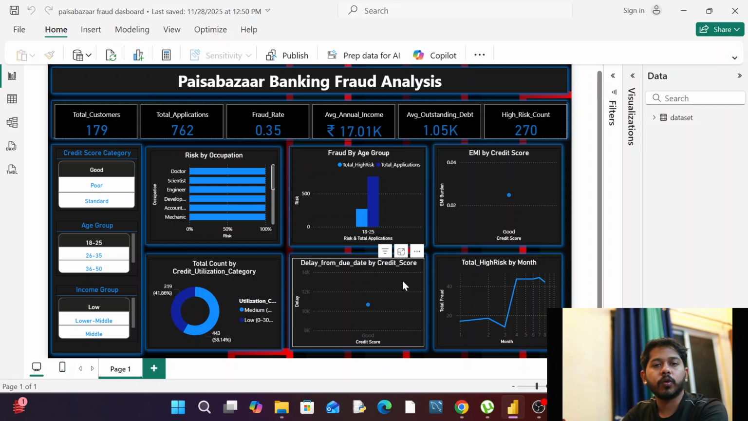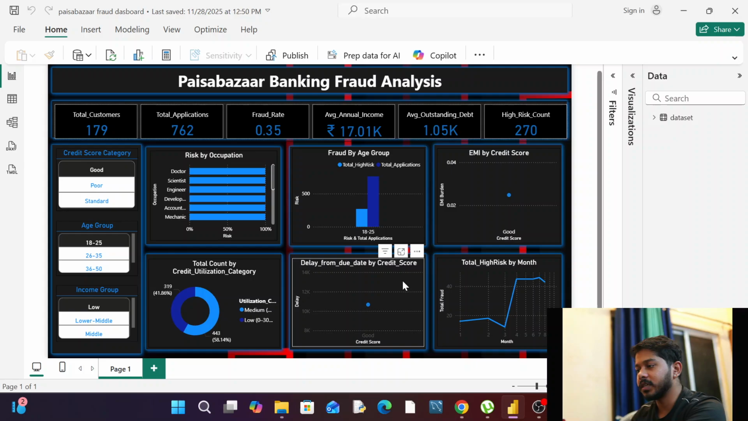And today we are going to do our fourth project of Module 4 in the foundation batch, that is a project on Power BI. We were given a project in Module 2, and in Module 4, we are told to make a dashboard for that project. The topic that I chose was Paisabazaar banking fraud analysis. In this project, I have made a complete dashboard in Power BI on this topic.